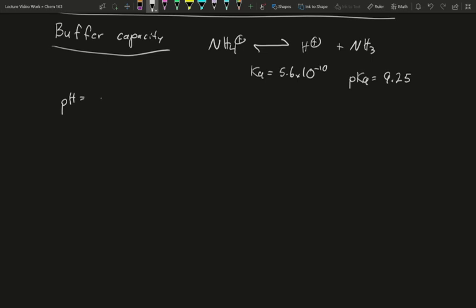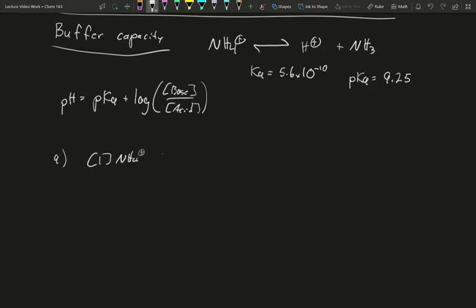Remember that our pH is equal to the pKa plus the log of the base concentration divided by the acid concentration. As we adjust the amount of acid and base, this will shift our pH. But there's a practical limit to how far we can really get these concentrations from each other and still have a buffer solution. Let's imagine a situation where we have 1 molar ammonium and 0.1 molar ammonia. We can find that pH pretty quick. 9.25 plus the log 0.1 over 1. My pH will be 8.25.